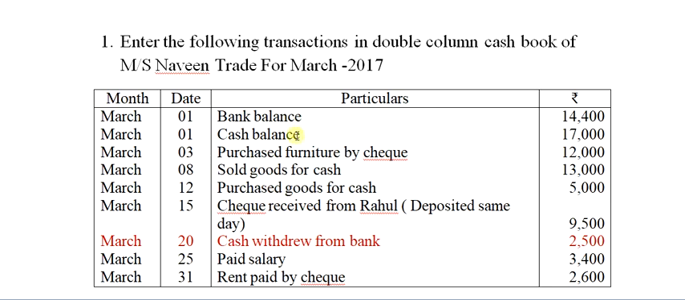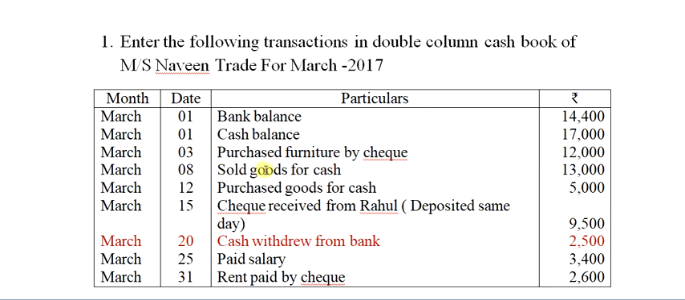Why? It means it is a cash balance. Again, March 3rd, purchased furniture by check, rupees 12,000. On what basis are we purchasing here? On the basis of check. That means the bank balance decreases. Bank balance decreases. Which side do we need to take it? It should be taken under the credit side.